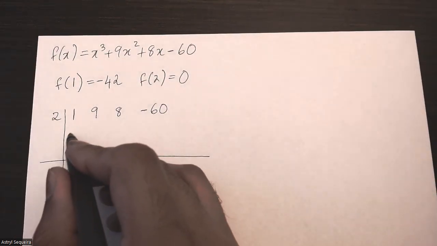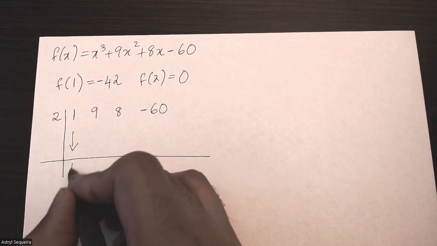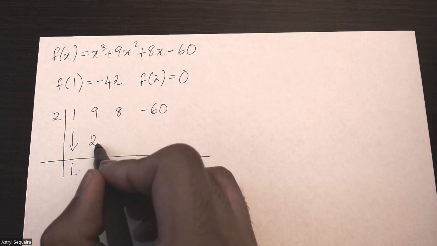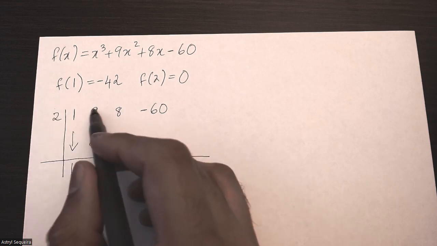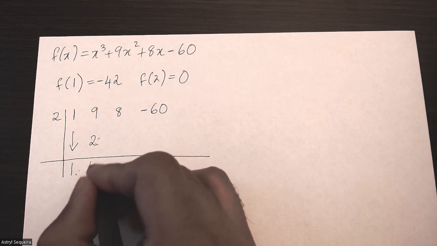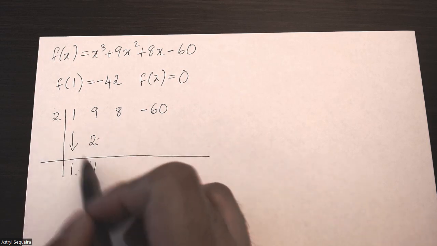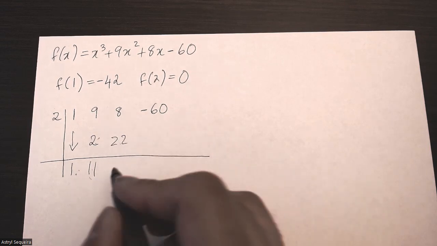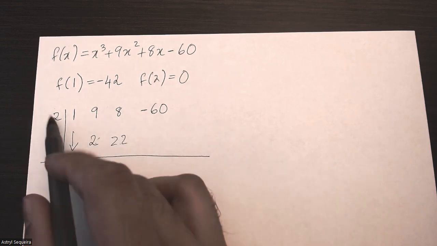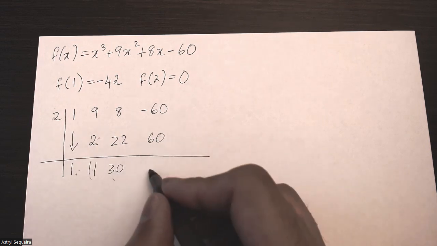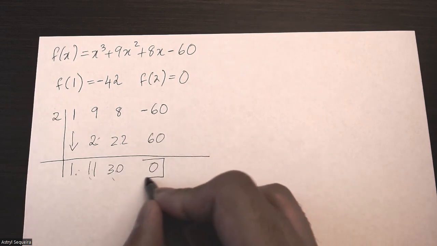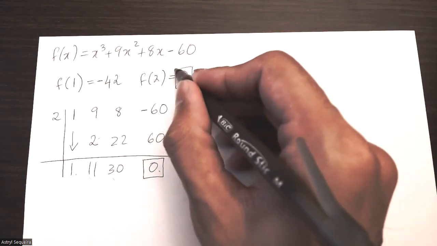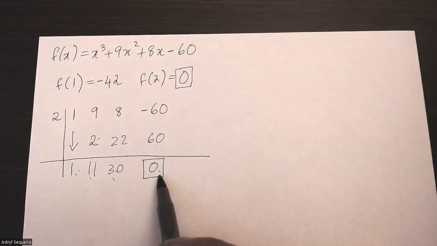So now the first thing I'll do is bring this number down. Then I'll multiply these two numbers to get the next number here. So 2 times 1 is 2. Then I'll add these two numbers. 9 plus 2 is 11. Then I'll multiply these two to get the next number here. That's 22. Add these two to get 30. Multiply these two, get 60. The final solution here should be 0 because this is your remainder. We've already proven with factor theorem that our remainder is 0, so you have to get 0 at the end.